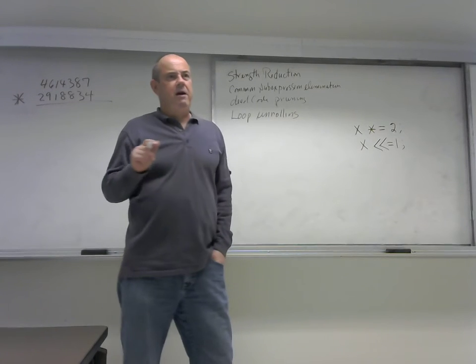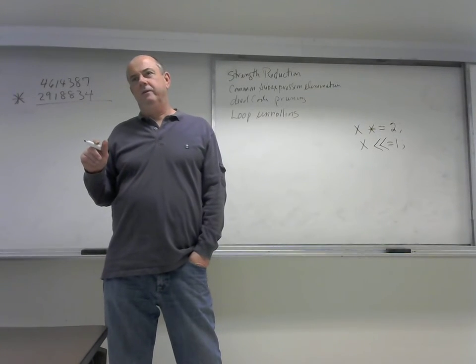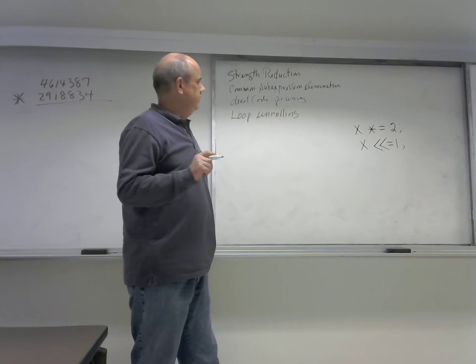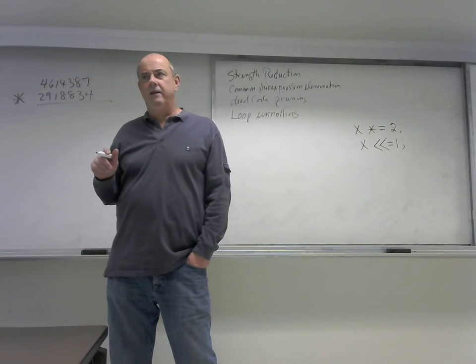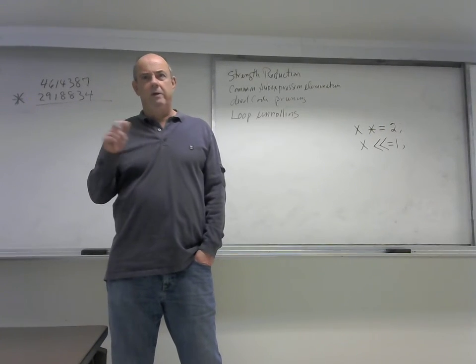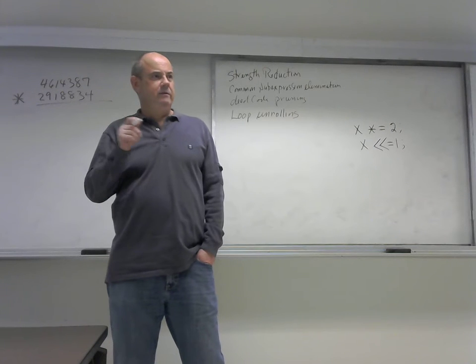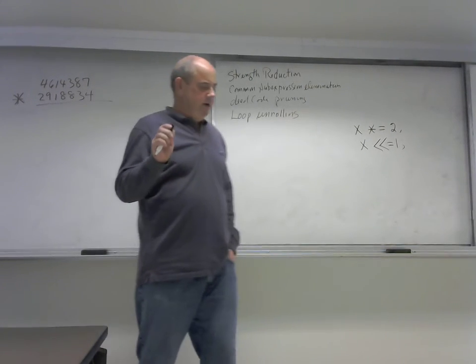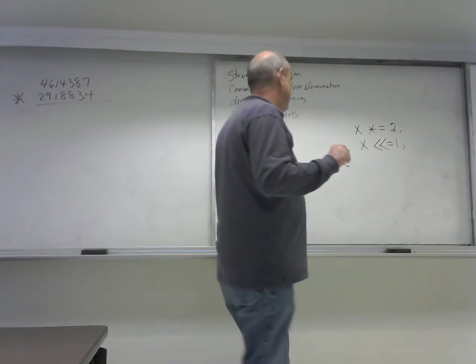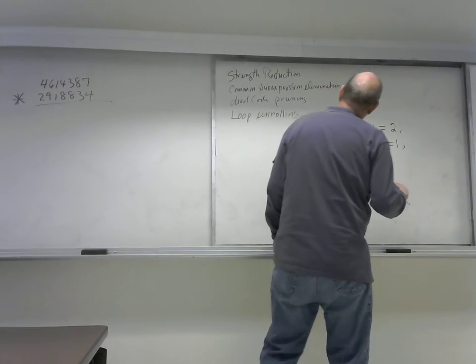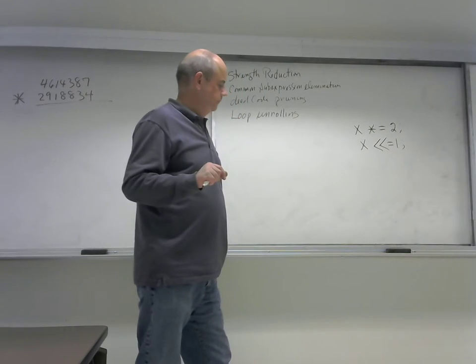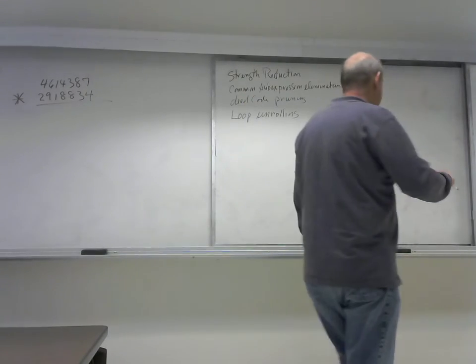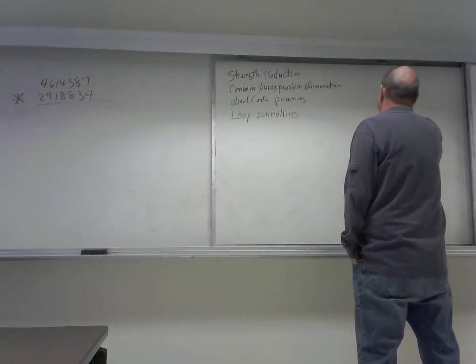If it's a power of 2, you can shift instead of multiply. Shifting by 1 bit is equivalent to multiplying by 2. You should know this for 2/3. So strength reduction involves changing a more costly operation for a cheaper one. Common subexpression elimination.